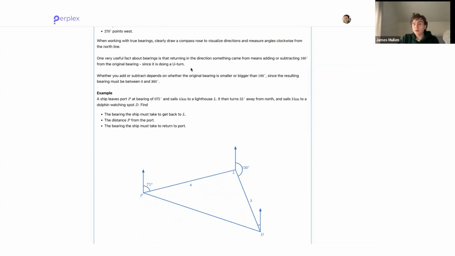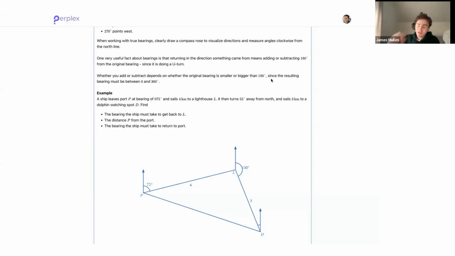One very useful fact about bearings is that if you want to do a U-turn, if you want to go back in the direction that you came from, well, think about doing a U-turn. That's the same as adding or subtracting 180 degrees. And that's how you would find the bearing that you would take to reverse something, which is going to be quite common, actually, something that you need to do. And then whether you add or subtract depends on whether the original bearing is bigger or smaller than 180 degrees.